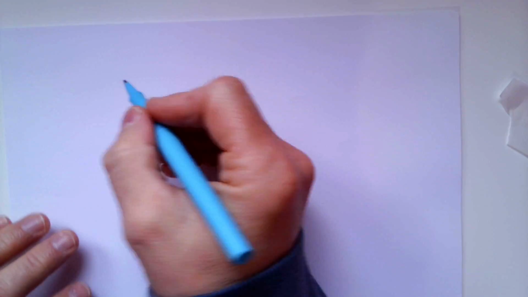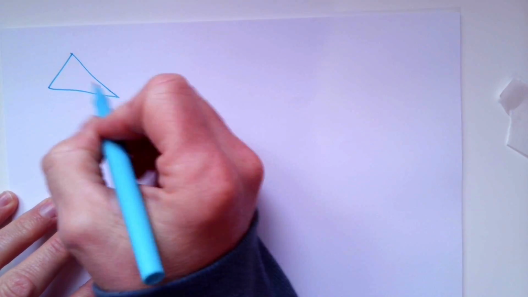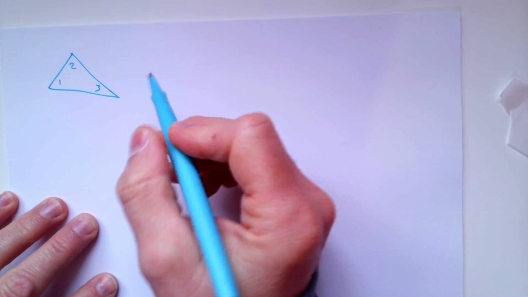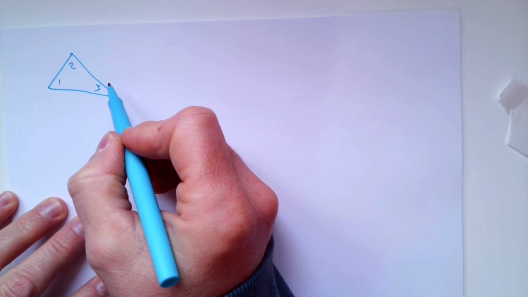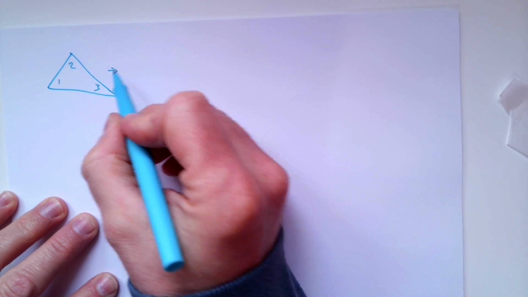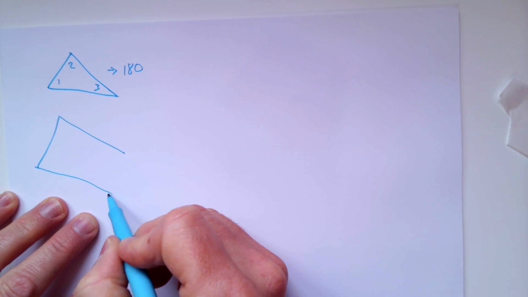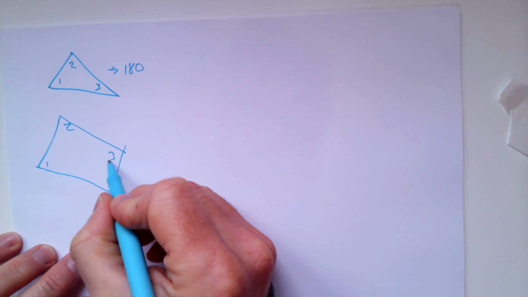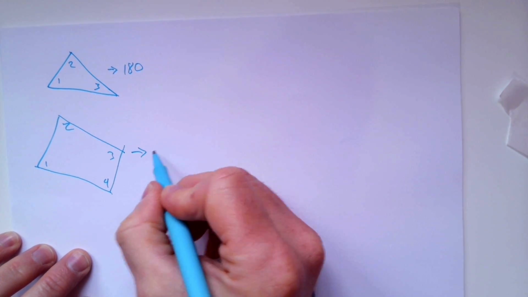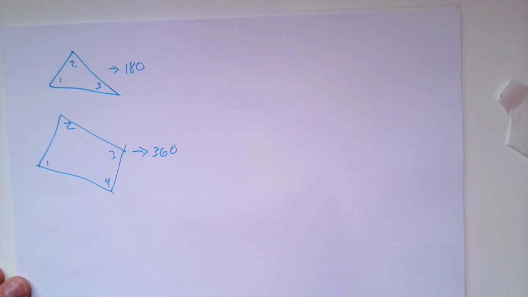So let's think about this from another direction, right? We got a triangle, and 1, 2, and 3. The sum of those gave us 180 degrees, right? So this gave us 180. We did some arbitrary quadrilateral with 1, 2, 3, and 4 in this instance. That gave us 360, right?